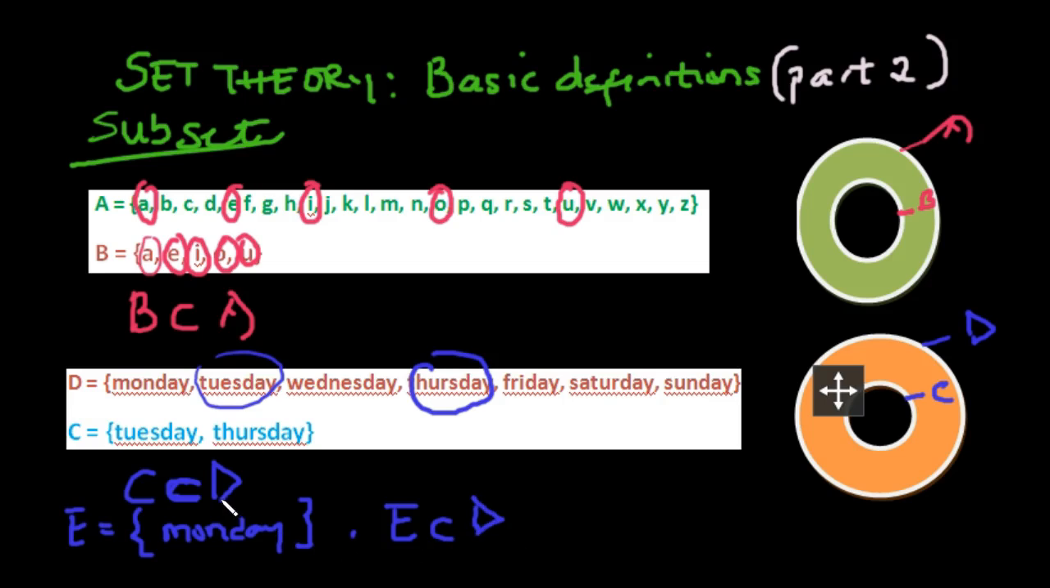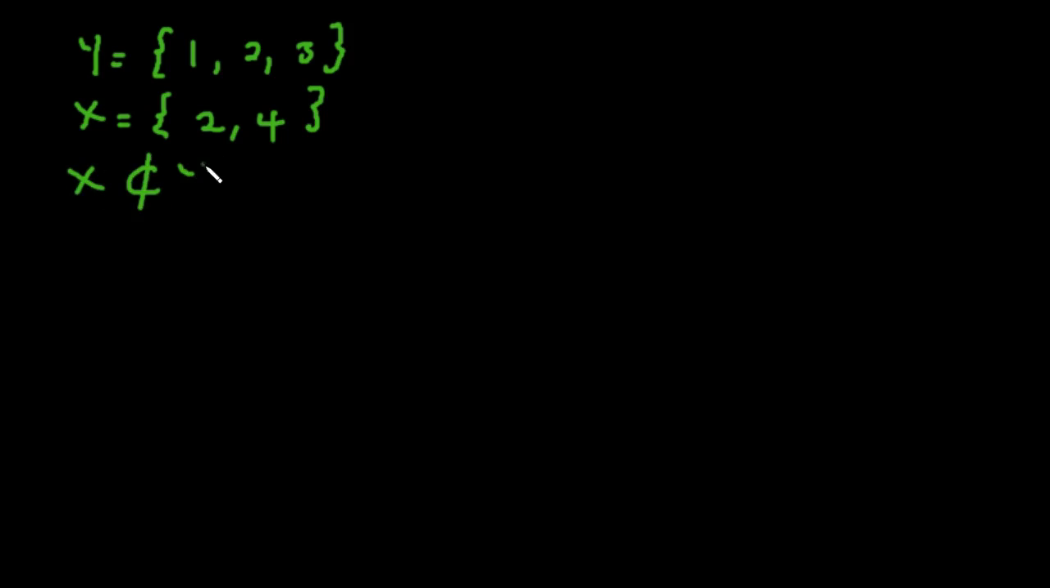But if we have, for instance, set Y, and set Y has 3 elements: 1, 2, and 3. Then I have set X, which has 2 elements: 2 and 4. Now, X is not a subset of Y, because not every element of X can be found in Y. We have 2 here, which can be found in X and in Y, but 4 cannot be found in Y. So we say X is not a subset of Y.